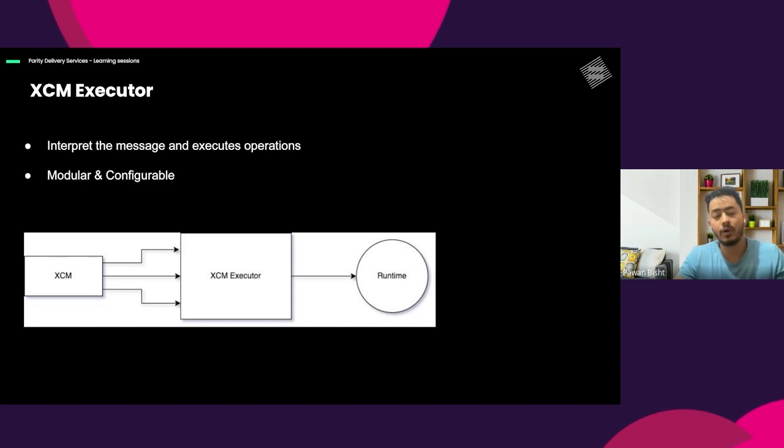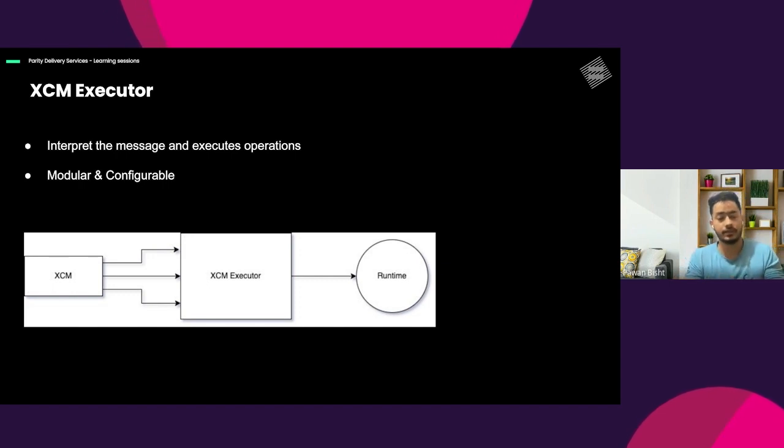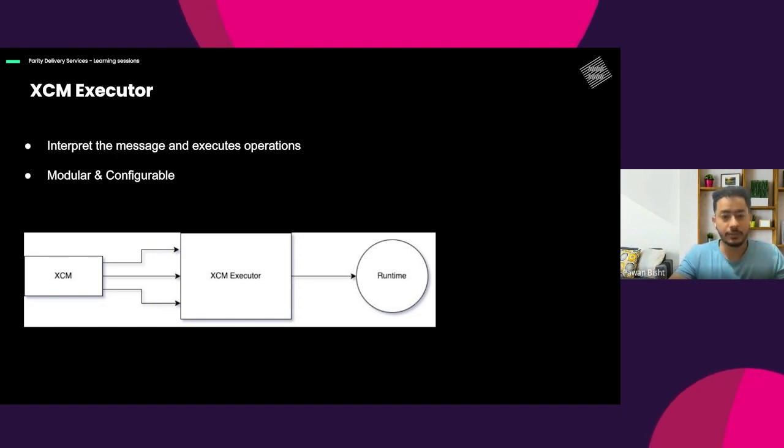So XCM configuration helps us define the behavior of the XCM executor, or the overall XCM. Later we'll also see how the builder provides helpers to create the configuration for the XCM executor. Ultimately, the XCM executor and its configuration decide how an XCM message will interact with the runtime. As you can see in the diagram, these are the instructions going into the XCM executor, which is configured based on the configuration, and both decide how to interact with the runtime. This is how the flow goes.